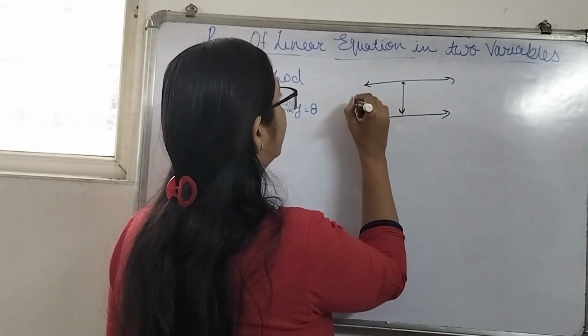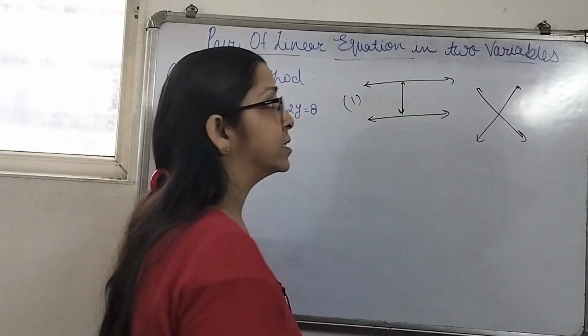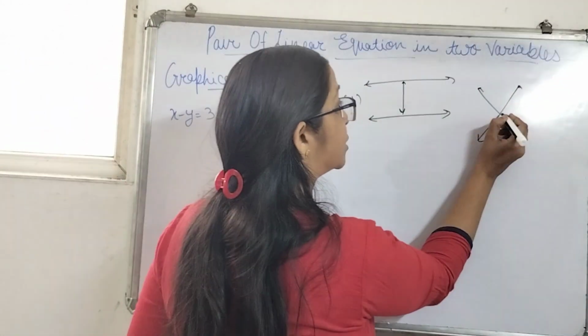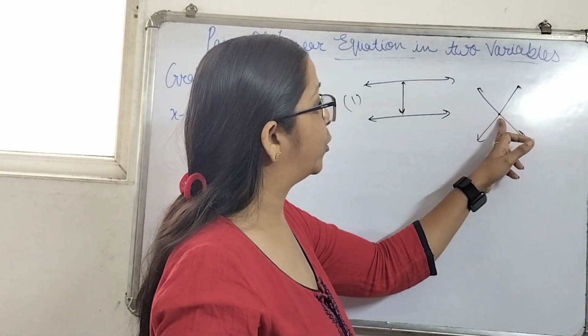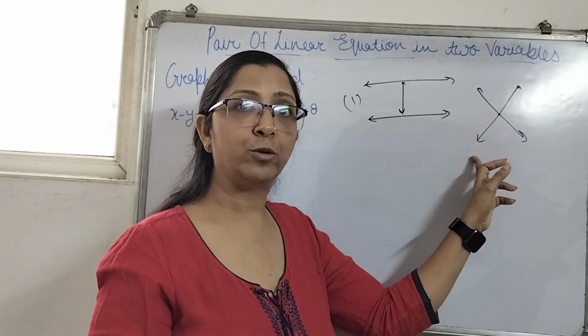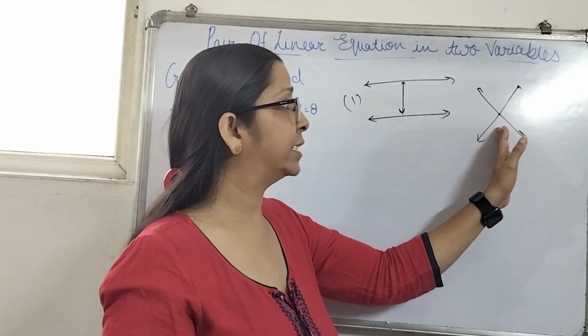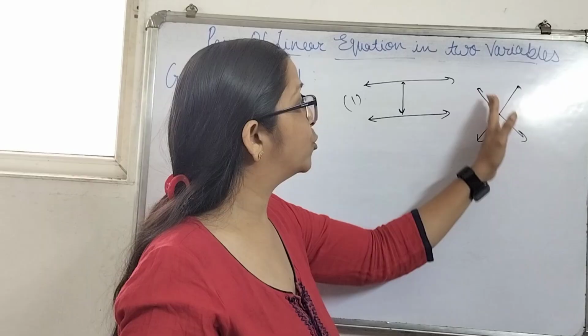Another possibility could be that the two lines will intersect each other. If this is the condition, then this point will be the solution of the equations, because this is the point which will satisfy this equation and also this equation. So for this intersecting condition, there will be only a unique solution which will satisfy both the equations.